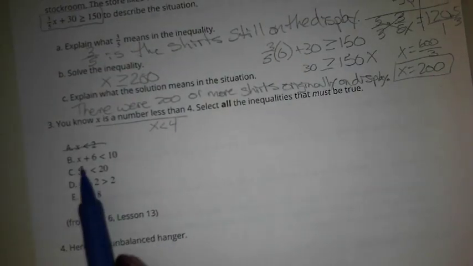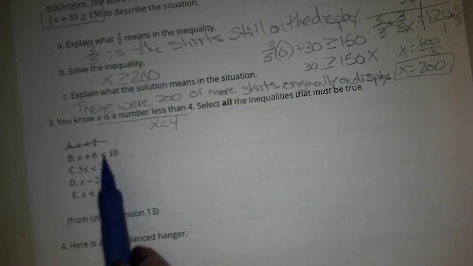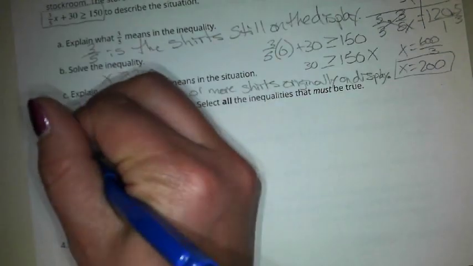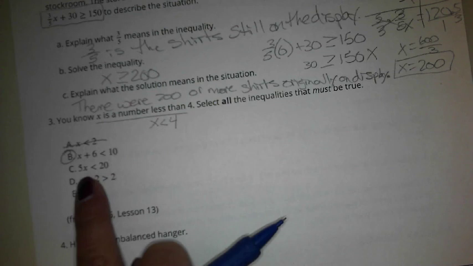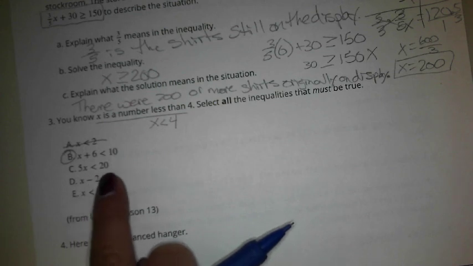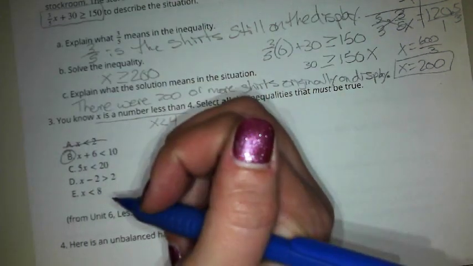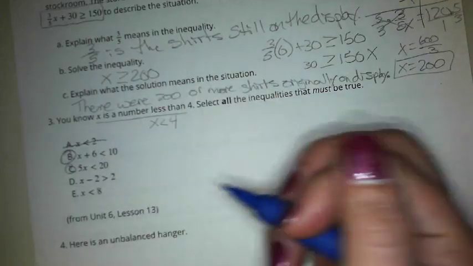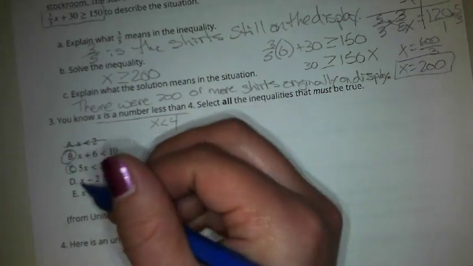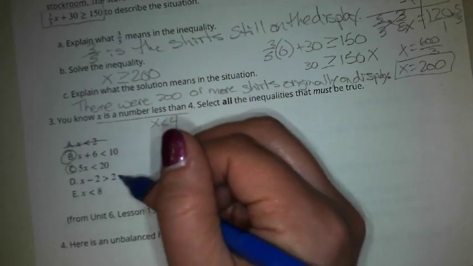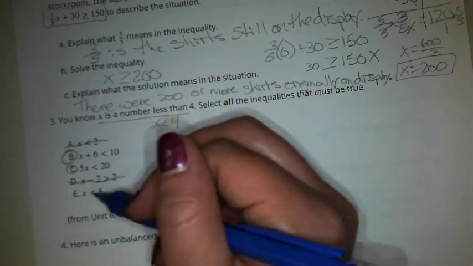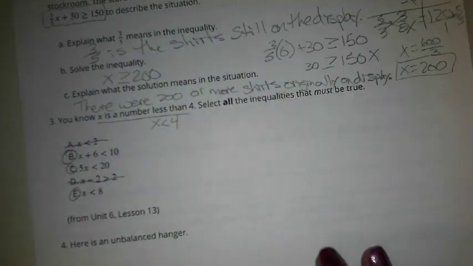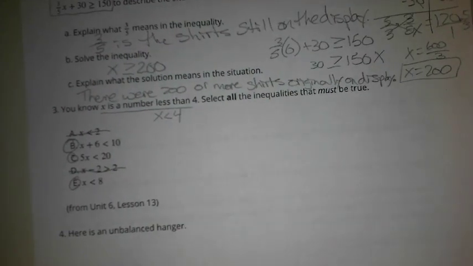All right. 3 plus 6 is 9. Is 9 less than 10? Yep, that works. 5 times 3 is 15. Is 15 less than 20? Yes. 3 minus 2 is 1. Is 1 greater than 2? No. Is 3 less than 8? Yes. Okay, so I picked any number less than 4.